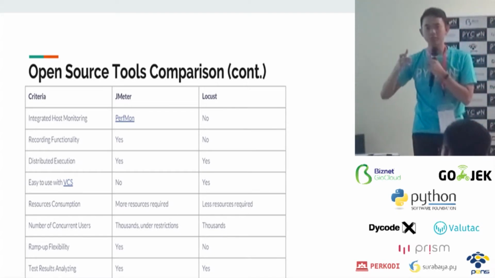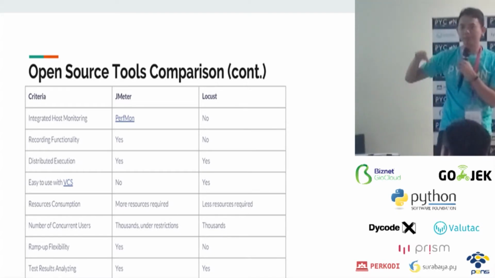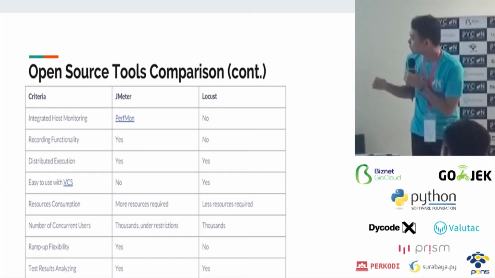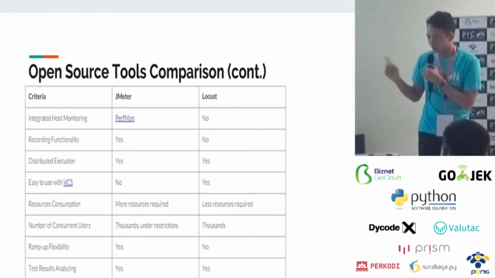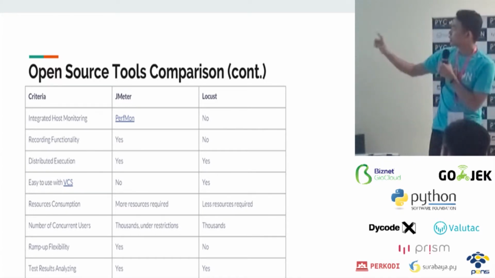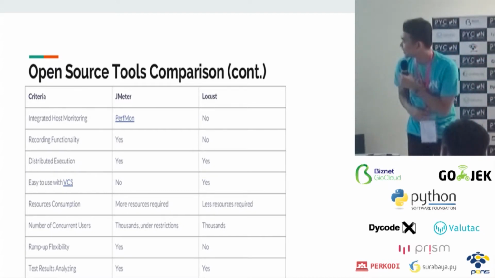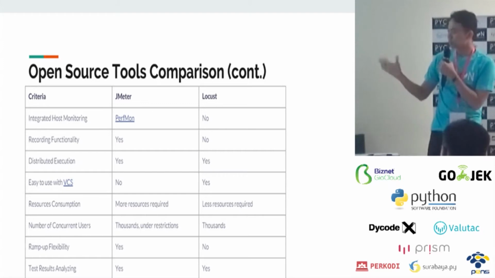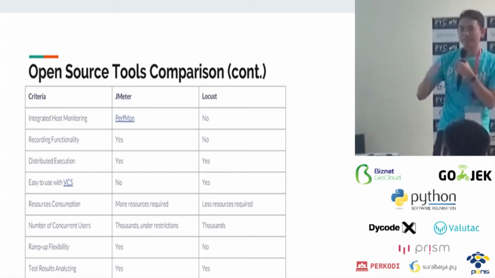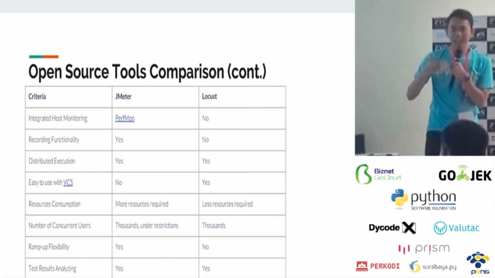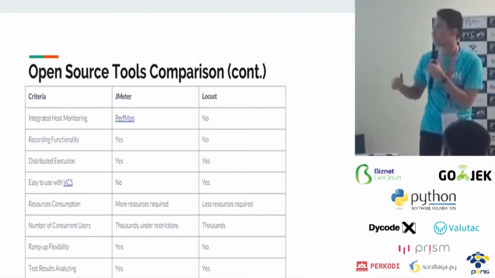Basically, in Locust or in JMeter, we can set up load generating machines distributed not only in a single machine, but in many different servers. And for ease of use with VCS, version control, Locust is better because it uses Python. For resource consumption, Locust is slightly better because it is using coroutines instead of threads, so a simulated user is not bound to a thread.